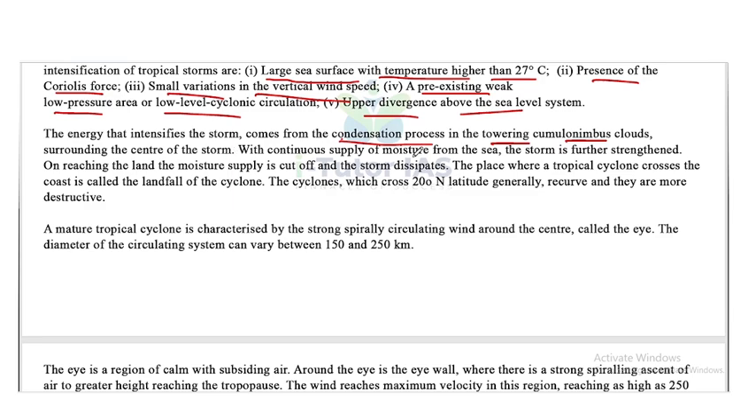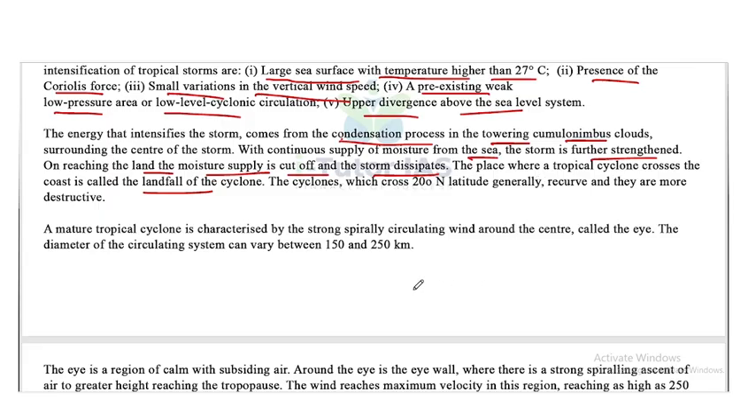With continuous supply of moisture from the sea, the storm is further strengthened. On reaching the land, the moisture supply is cut off and the storm dissipates. The place where a tropical cyclone crosses the coast is called the landfall of the cyclone.